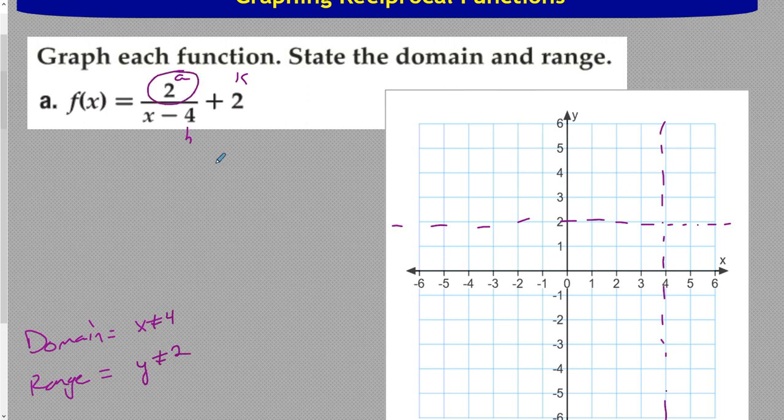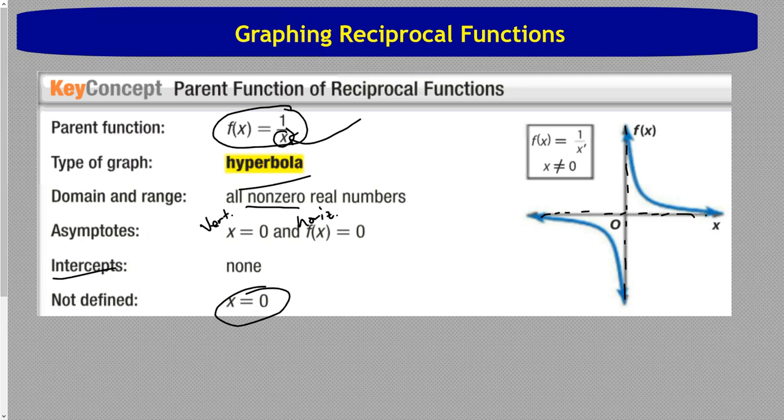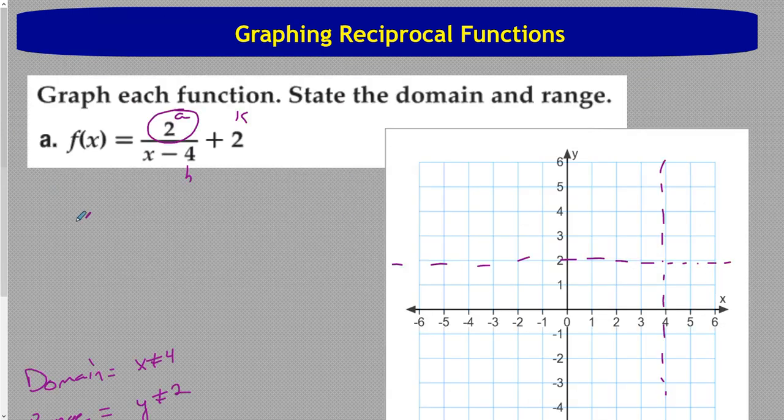Okay, it's 2 times steeper. So normally, if we look back at our parent function, I didn't have grids, so we're just going to make a table. That's probably the easiest way to do this right now. I know that 4 doesn't exist, so how about 5? How about 3? Maybe we'll start with those two. So at 5, 5 minus 4 is 1. 2 divided by 1 is 2, and 2 plus 2 is 4. At 3, 3 minus 4 is negative 1. 2 over negative 1 is negative 2, plus 2 is 0. So at 5, I'm at 4, and at 3, I'm at 0.